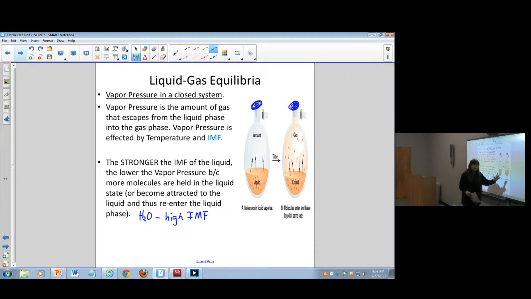What's happening here is the liquid water molecules don't escape very easily from the liquid because of all those intermolecular bonds. Well, some do, but we have low vapor pressure with water. High intermolecular forces, low vapor pressure.